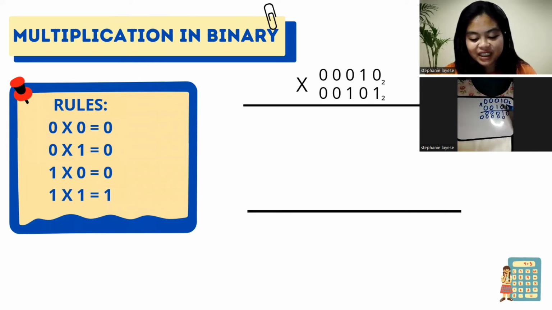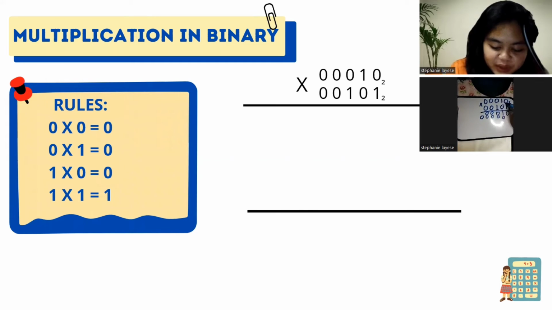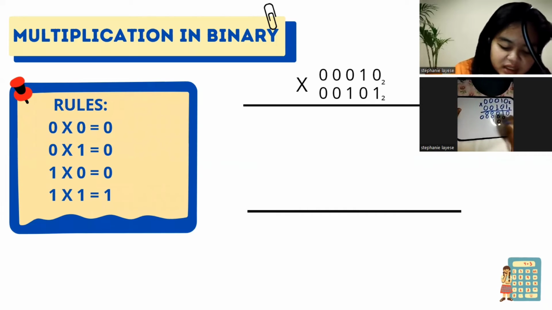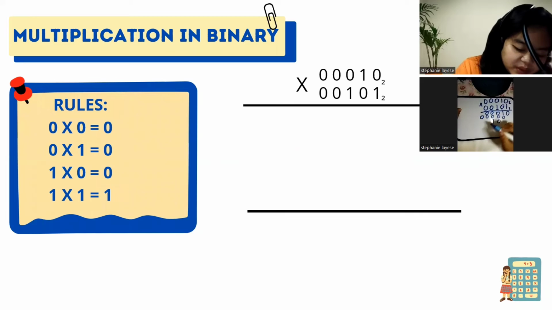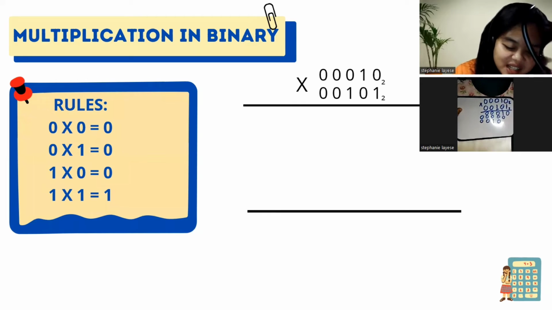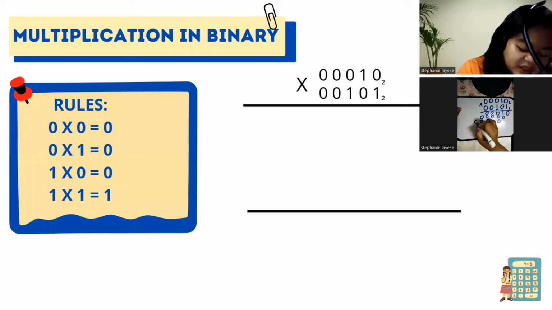Again, we are here in the third number. 1 times 0, we got 0. And 1 times 1, we got 1. 1 times 0 equals 0. 1 times 0 equals 0. 1 times 0 equals 0.